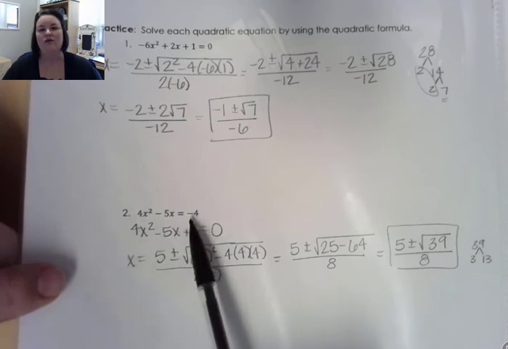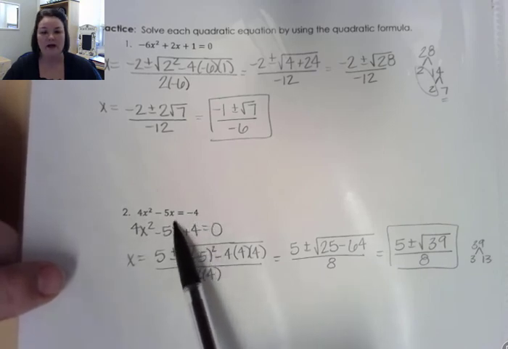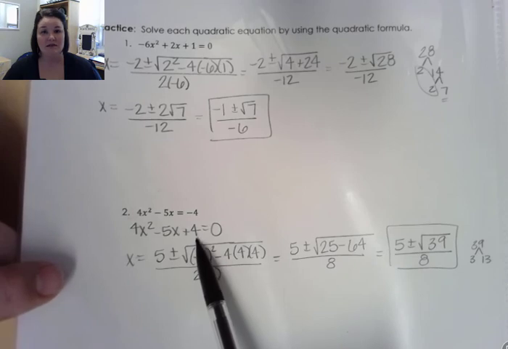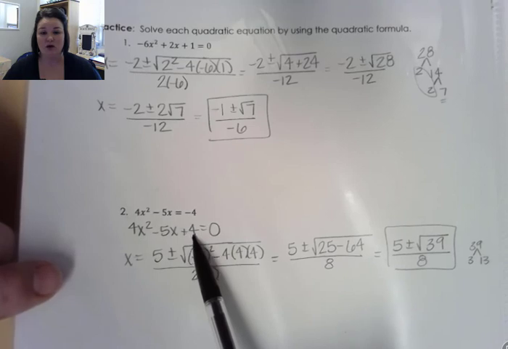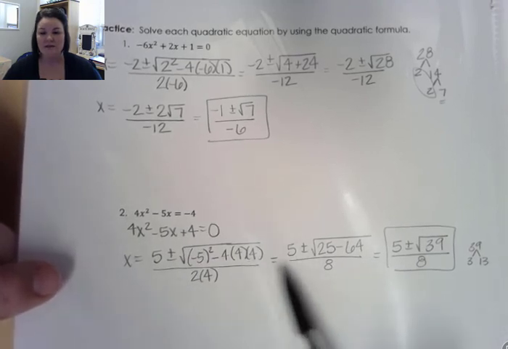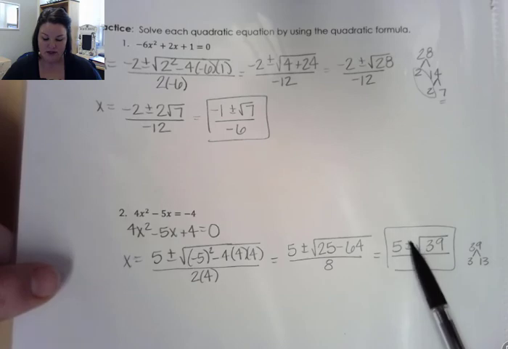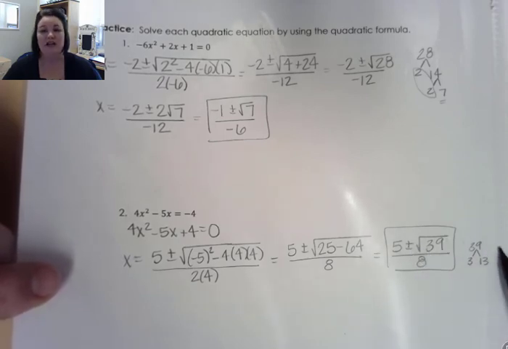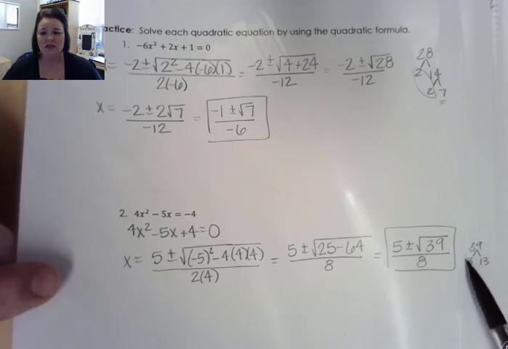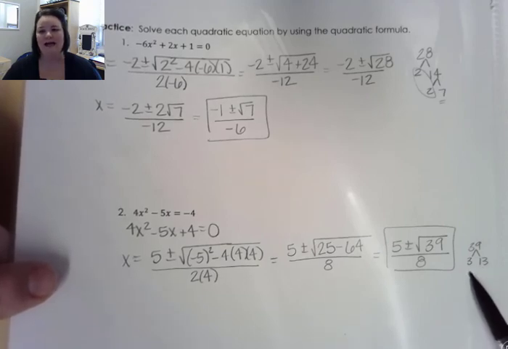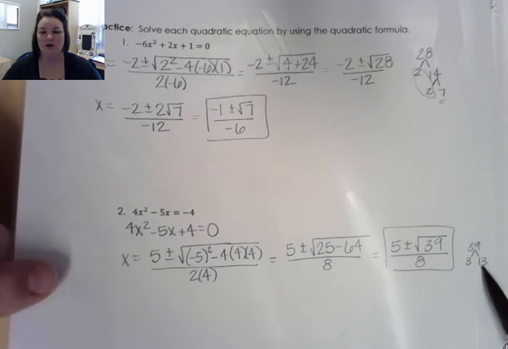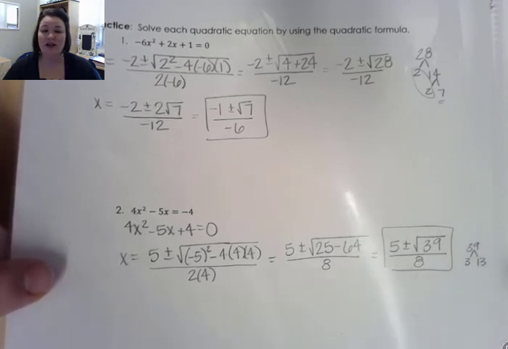All right, and then on the second one, same idea. We need to get it into standard form first by moving that 4 back over to the left-hand side, which makes it positive. So our A is 4, our B is -5, and our C is 4. So I plug everything in, simplify, and I'm left with 5 plus or minus the square root of 39 over 8. And notice if I try to simplify the square root of 39, 39 is just 3 times 13. Both those numbers are prime, so I can't break it down anymore. And because I don't have 2 copies of a number, I can't bring anything out, okay? So I just leave it like this, and that's my final answer.